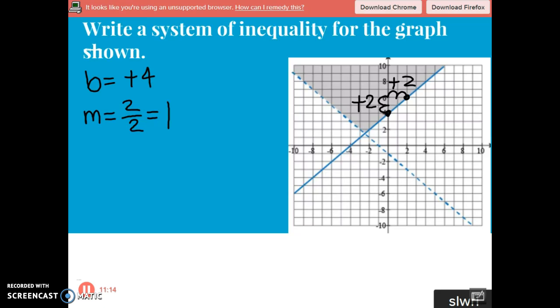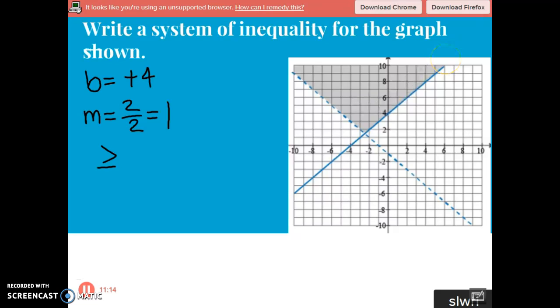Now, you need to decide whether it's shading above or below. In this case, it's above the line. And that means greater. Up means greater. The alligator should be eating the y. Is that line solid? Yep, that means it's greater than or equal to. So we got all the components for the first equation.